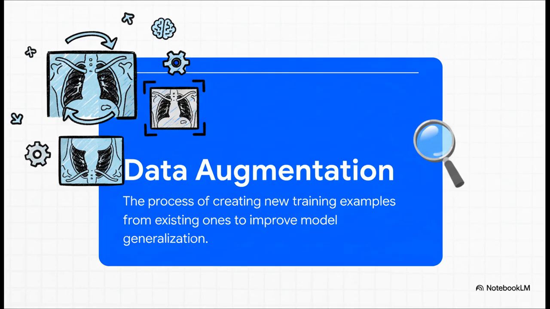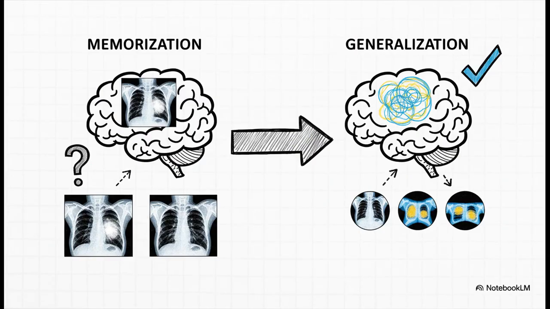So, what is this data augmentation thing? Well, it's actually a pretty simple but brilliant idea. You take the images you already have and you create slightly tweaked copies of them. You might rotate one a little, zoom in on another, maybe flip one horizontally. But why would you do that? It's all about one thing, really.